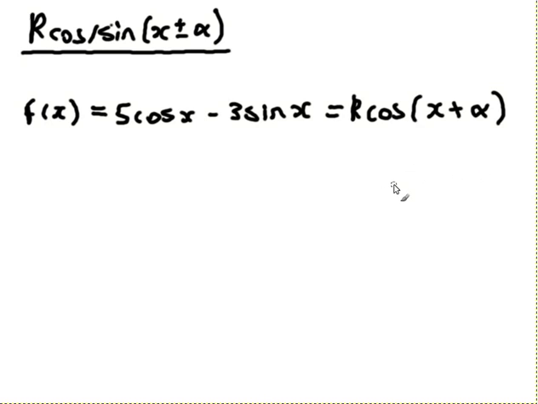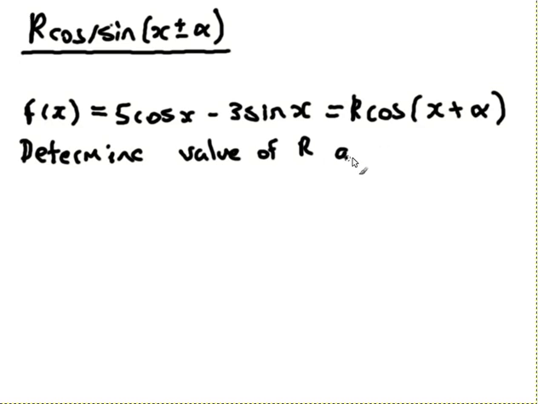Now, if it does equal that, we should be able to determine the value of R and alpha, and that's what I'm going to ask us to do first. We're going to determine the value of R and alpha for which that is true. And it will be the smallest possible value of alpha I'm looking for, the smallest positive value, because naturally there are an infinite number of values of alpha for which that is true.